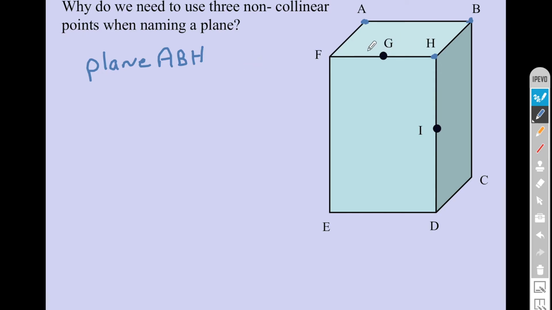Now, could I name the top plane FGH? The problem with this is we're not allowed to name a plane with 3 points that are on the same line, and here's why. Because for plane FGH, these 3 points are on the top of the box. These 3 points are also on the front of the box, so we cannot determine which plane they're talking about, because it's on multiple planes. If the points are all along the same line, they are on an infinite number of planes.